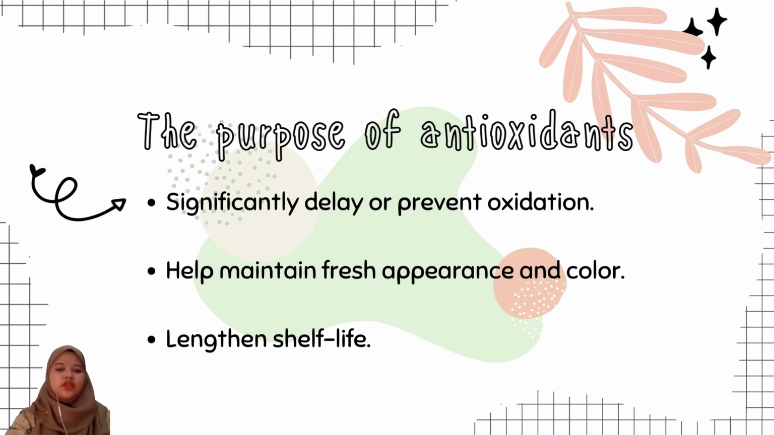The purpose of antioxidants. To put it simply, an antioxidant is a molecule that significantly delays or prevents oxidation of the food. It is used to help maintain the fresh appearance and color of the food. Antioxidants are also used to lengthen the shelf life of the food.